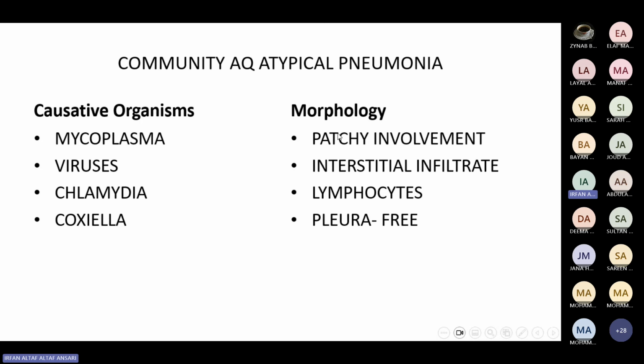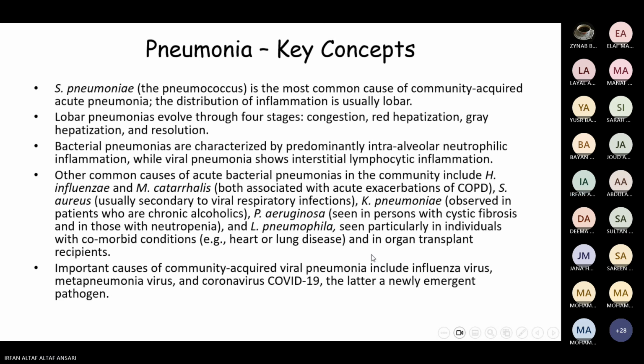So the morphology will be a patchy, interstitial infiltrate, where neutrophils and macrophages are the more important cells. Here you see the lymphocytes. Pleural involvement is very common in community acquired typical pneumonia, while in atypical pneumonia, the pleura is free. So what are the key concepts of pneumonia?